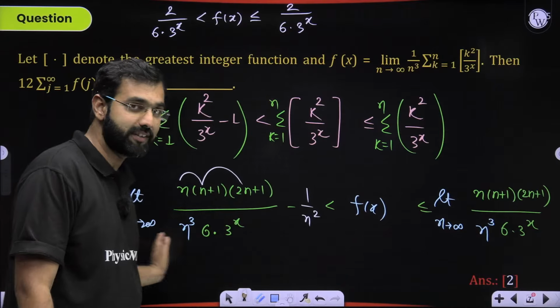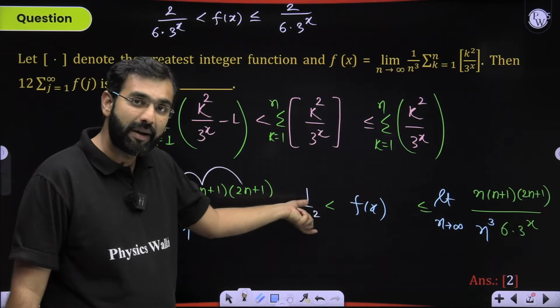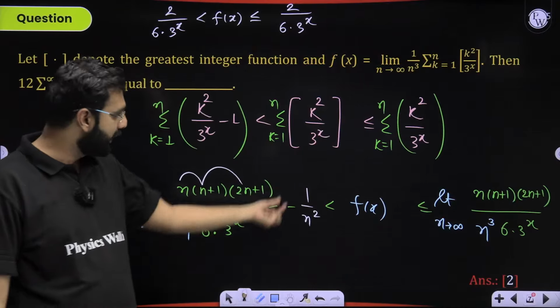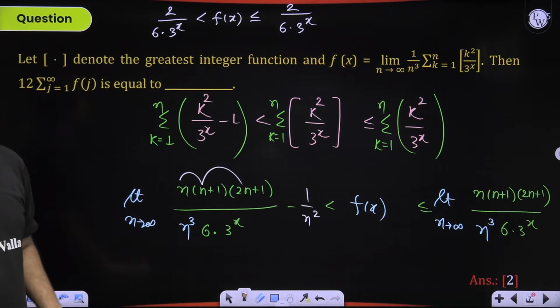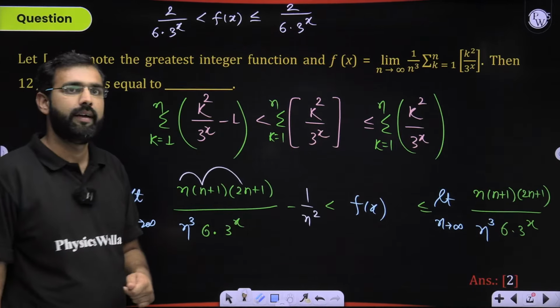When I divide all the three sides by n cube, they're also all divided by n cube. So that will become 1 by n square, and this becomes 0, because when n approaches infinity, 1 by infinity is 0. So I hope you're understanding it now very clearly, all the participants.